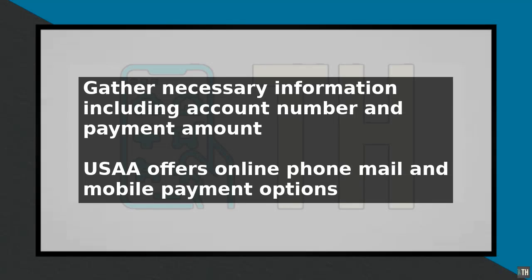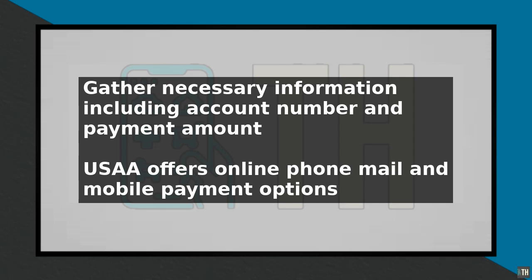To make a USAA credit card payment, start by gathering the necessary information, including your credit card account number, payment amount, and payment method. USAA offers several payment options, including online payments, phone payments, mail payments, and mobile payments.